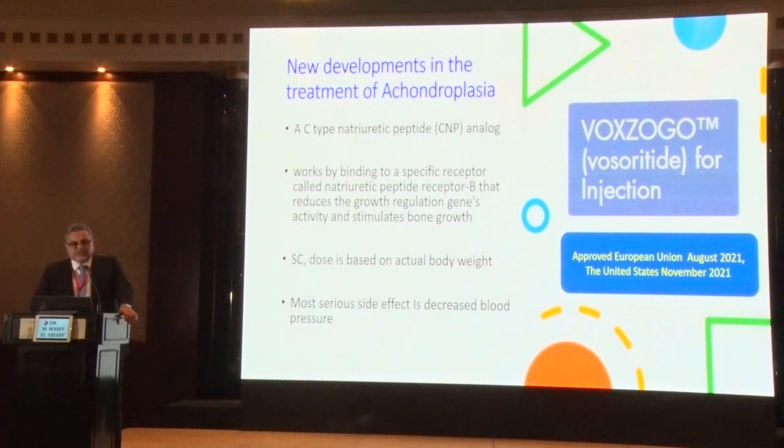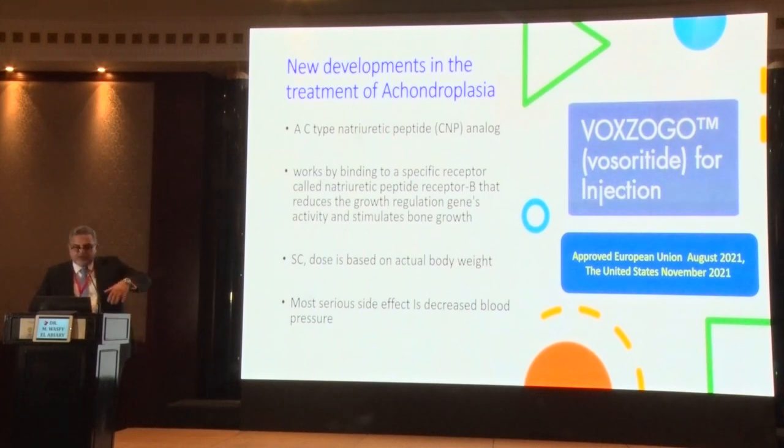Now, the good news is that there is a new medication, vosoritide, or Voxzogo. This is the new medication for the treatment of achondroplasia, and it's now available in the United Arab Emirates. We have 4 children in Al Jalila on the treatment. It's a C-type natriuretic peptide analog. It works by binding to a specific receptor called natriuretic peptide receptor B, which reduces the growth regulation gene activity. What happens is that the mutation of the fibroblast growth factor receptor causes overactivity of it, and it prevents proper bone formation.